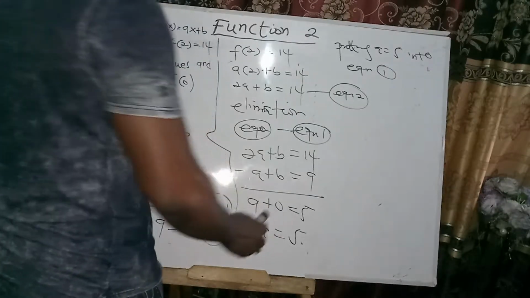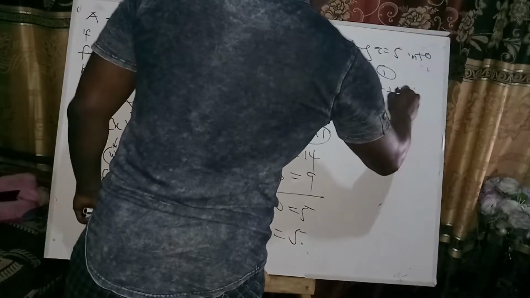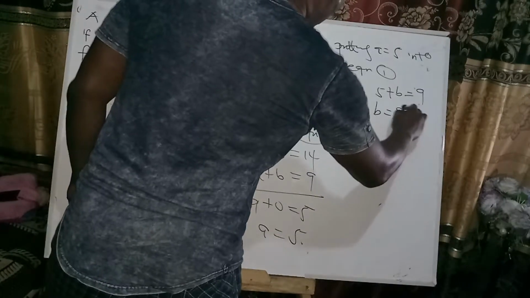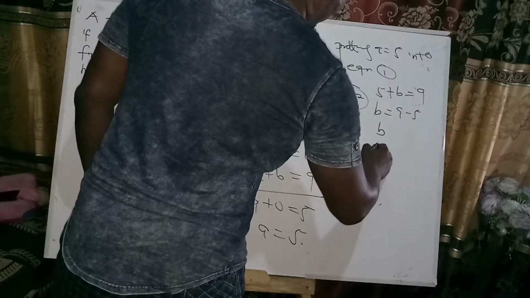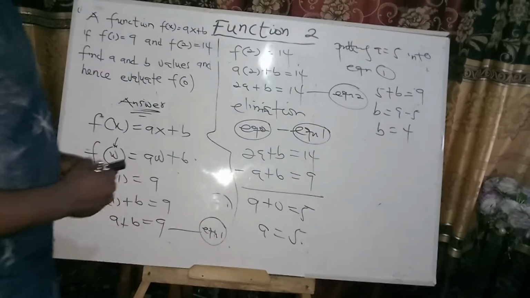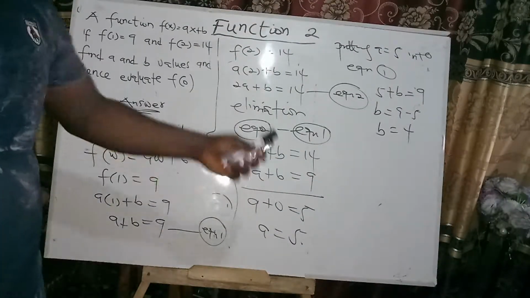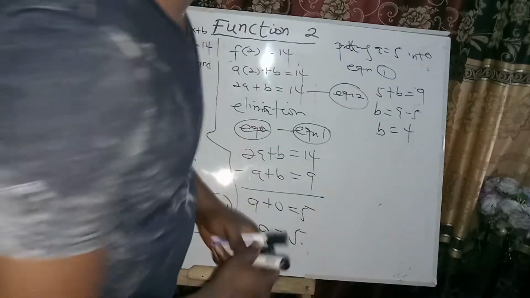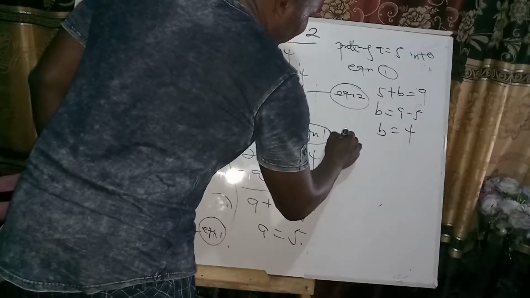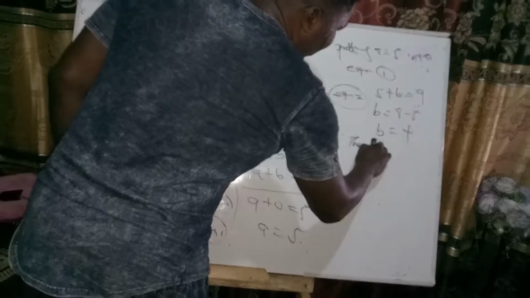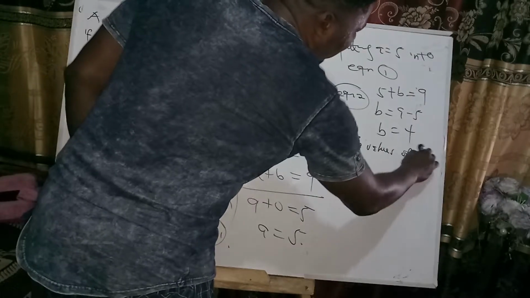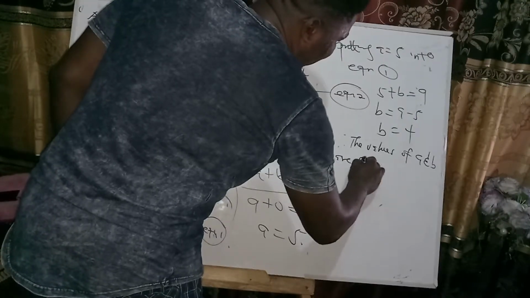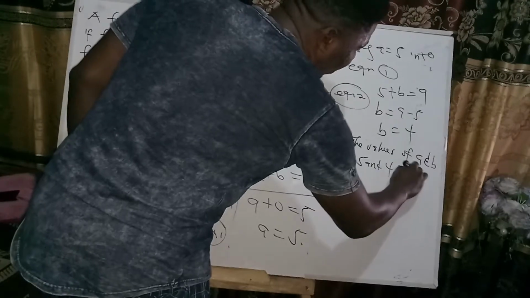a plus b equals 9. So a is 5, plus b equals 9. So my b will be equal to 9 minus 5. My b equals 4. So now I've gotten the values of a and b. Writing this in an exam, simply what you have to do is say that therefore the values of a and b are 5 and 4 respectively.